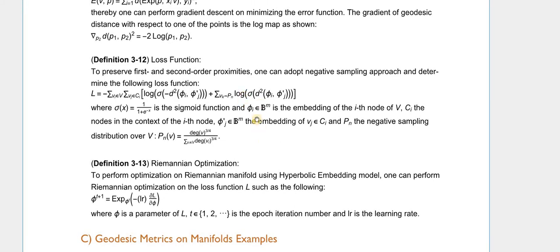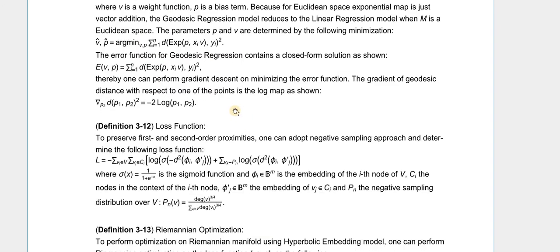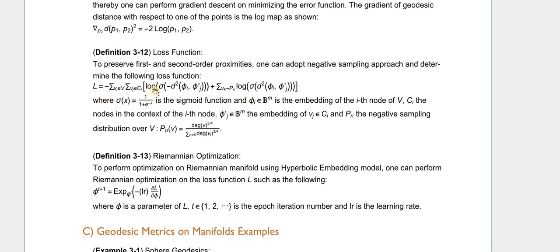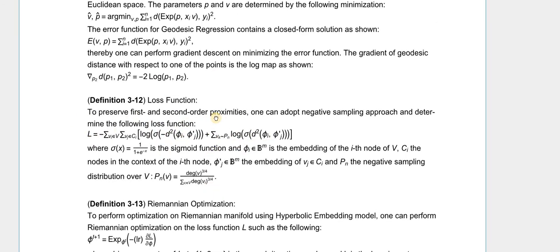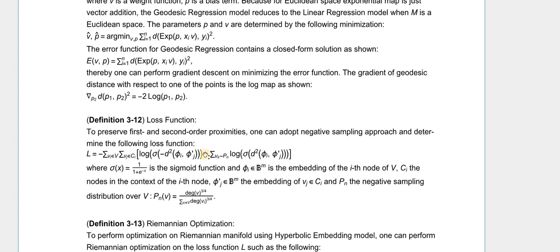Once you perform an embedding, what you're trying to do is not minimize an error function, but specifically a loss function. The loss function here, and they're very similar though, as you can see, this L, the loss function, involves a logarithm. So it's kind of similar to what we have here. As we said, the gradient of the geodesic distance with respect to the points is a log map. So is the loss function. It's a log map of the embeddings.